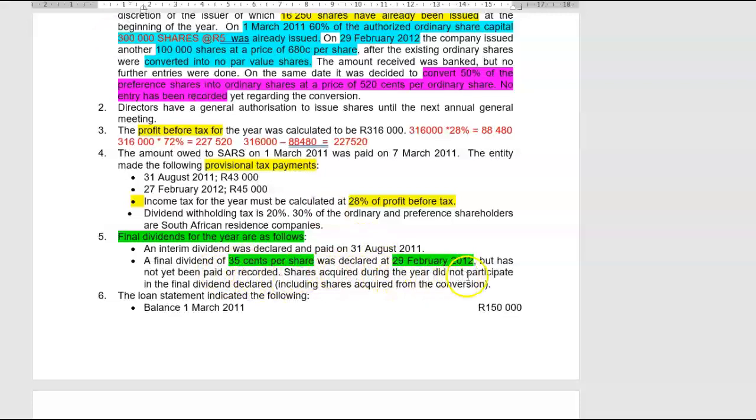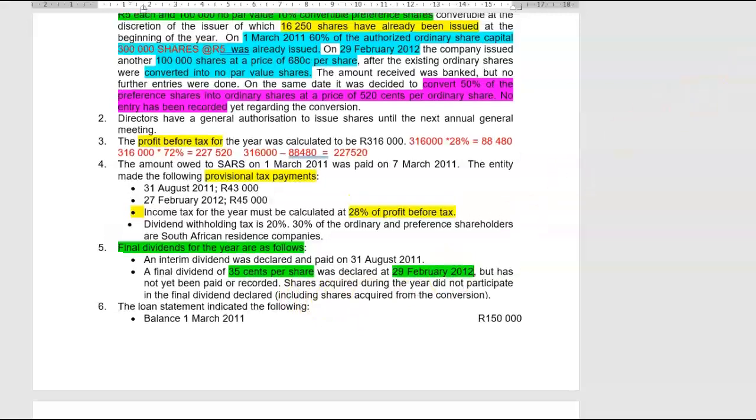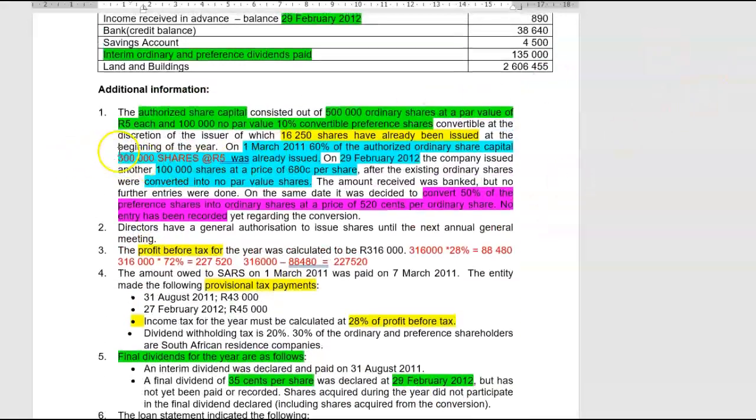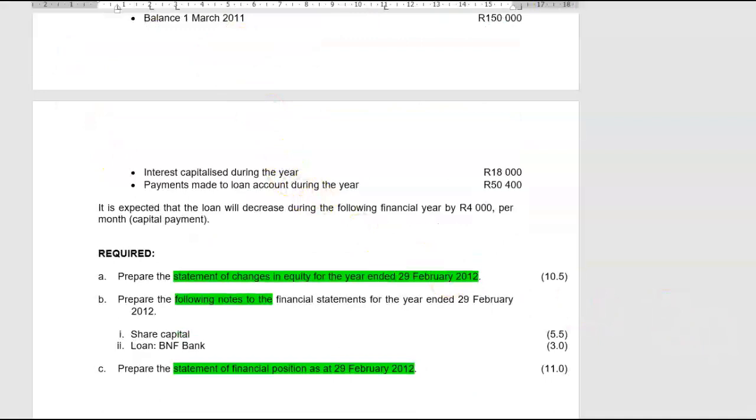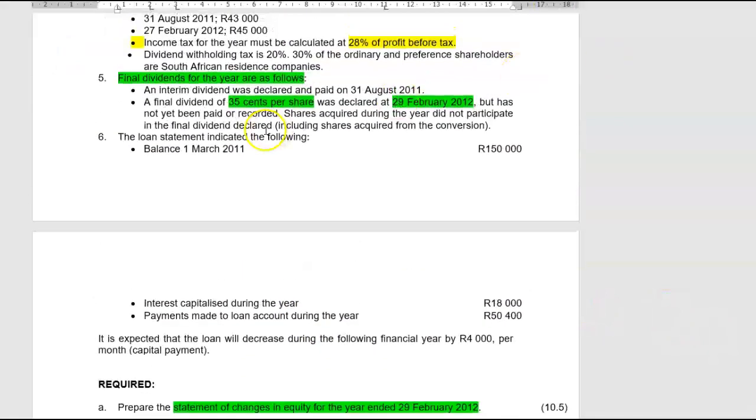Shares acquired during the year did not participate in the final dividend declared. That includes the shares acquired from the conversion. So the only shareholders who were entitled on that final dividend were those 300,000 shares. And the ordinary dividend that they were entitled to was 35 cents a share. Now remember, we paid an interim dividend already during the course of the year. So 6 months into the year, we have paid a dividend.